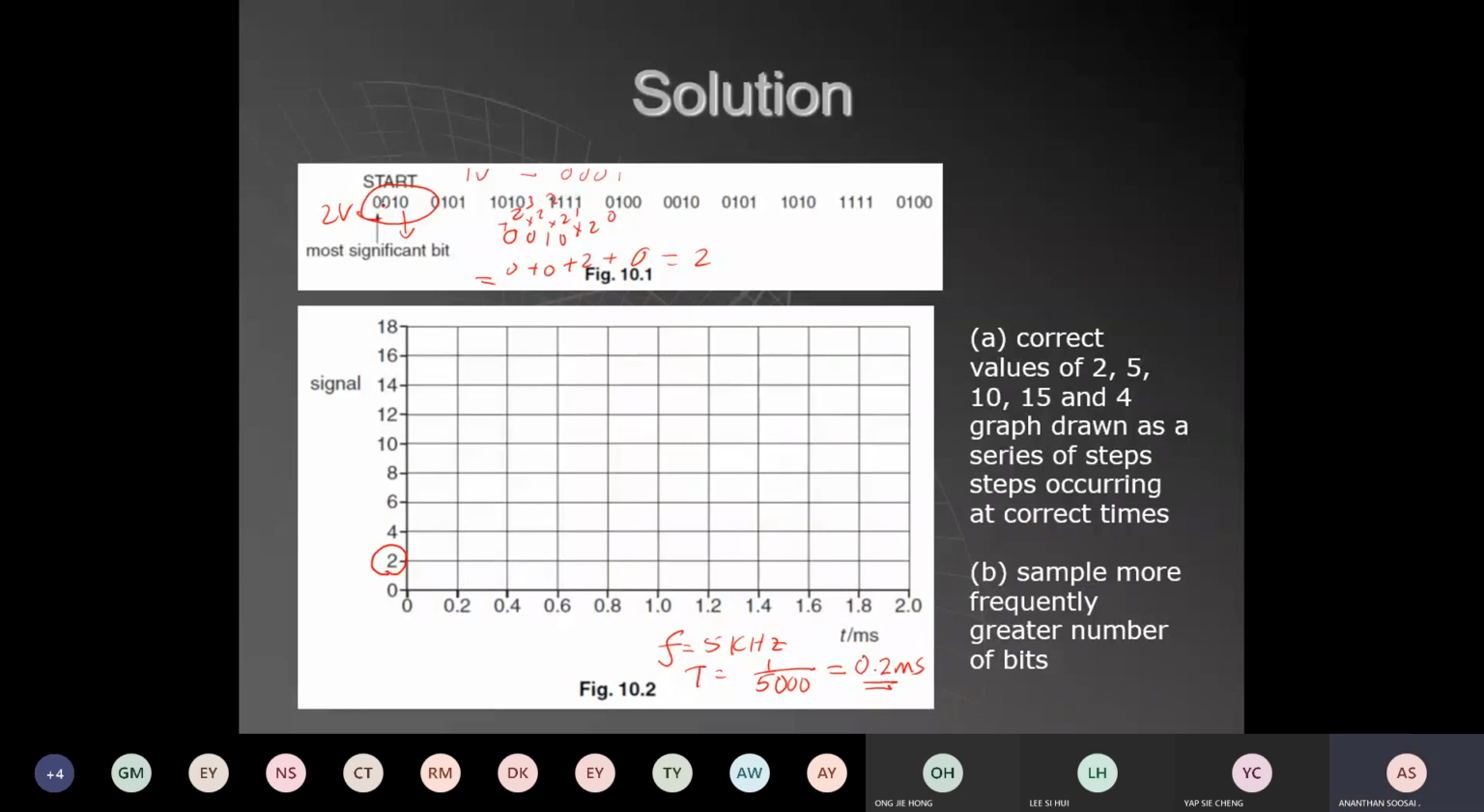So 0010 is 2 volt. It's going to be flattened for 0.2 milliseconds, because the sampling frequency period is 0.2 milliseconds. Then after that, next, how many volt is this? 0100, 0101, sorry. 0101, how many volt?